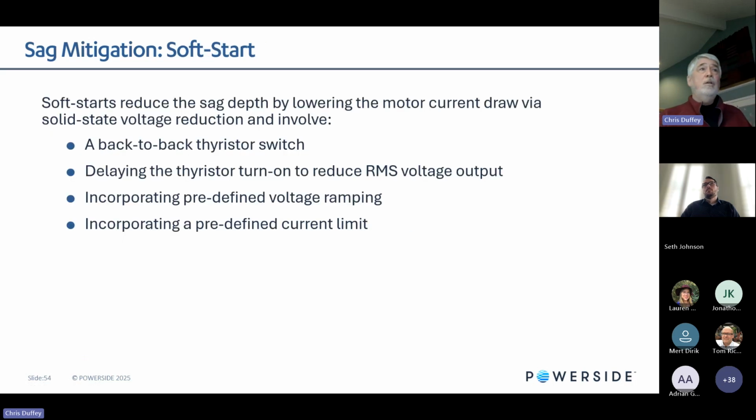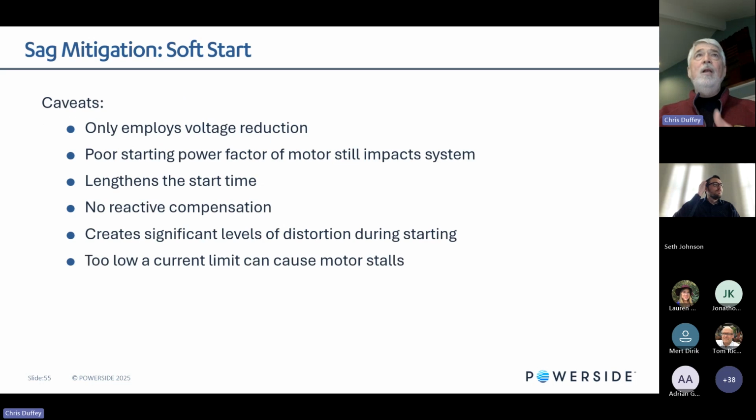Now, soft starts do the same thing by lowering the current by solid state methods and a voltage reduction on the output. It uses back-to-back thyristor switching. By using a delay on the thyristors, it reduces the voltage on the output. It incorporates predefined voltage ramping and current limits, but some caveats are it only employs voltage reduction. The poor starting power factor still comes right through the soft start, impacts the system.